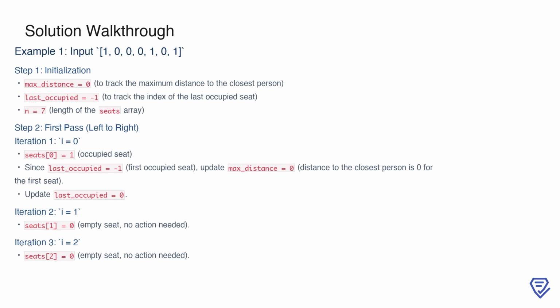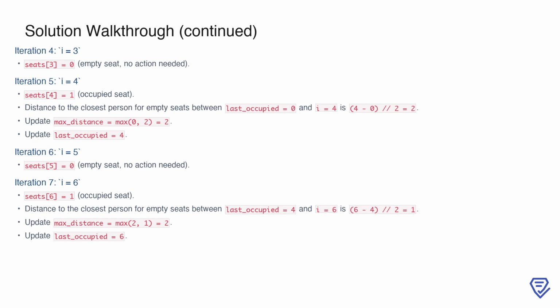We then begin the first pass through the array, starting from the left. At i equals 0, we encounter an occupied seat. Since last_occupied is -1, it means this is the first occupied seat in the array. Therefore, the distance to the closest person for this seat is 0, and max_distance remains 0. We then update last_occupied to 0 to mark the index of this occupied seat. At i equals 1 and i equals 2, the seats are empty, and no action is needed, so we simply move on to the next iteration. At i equals 3, the seat is still empty, so there's no action required.